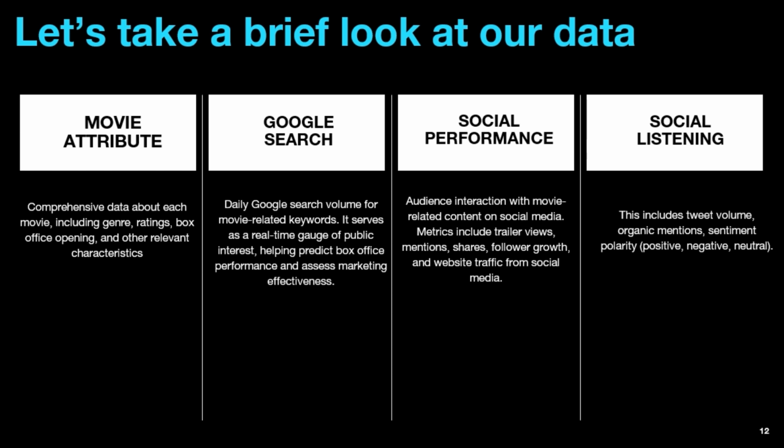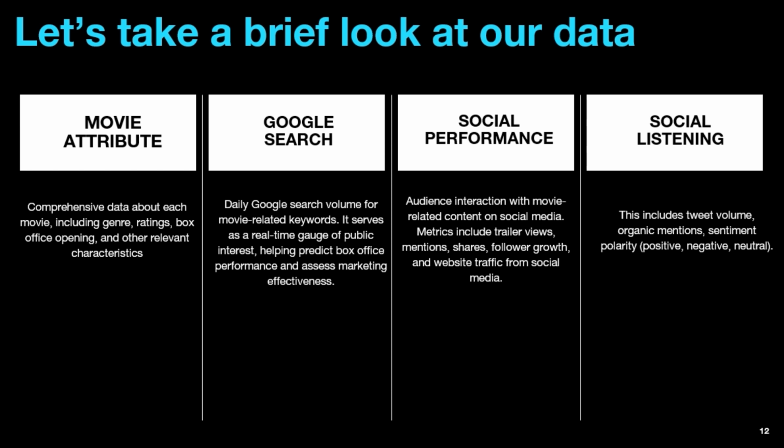So before we dive in, let's take a brief look at our data. First one is movie attributes. It's comprehensive data about each movie, including genre, rating, box office opening, and other relevant characteristics. And Google search, we're going to be diving deeper into this one just because it's very important. When it comes to media or any type of entertainment industry, you're going to come across this data because it's naturally very correlated to box office. And not only that, it's correlated to all the other metrics too. So we're going to be taking a look at that one.